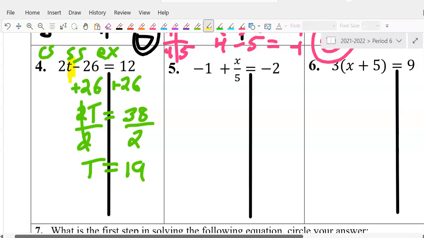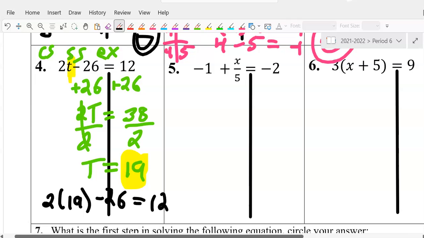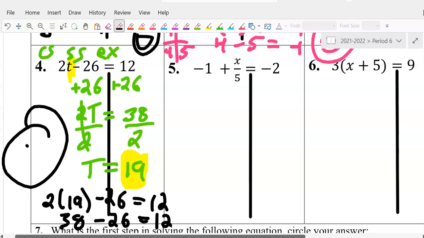All right, so we take the t. We use 19. So we do 2 times 19 minus 26. We want to see if that's equal to 12. Well, what's 2 times 19? 38. 38 minus 26. Is that equal to 12? Yes. Okay, that's a funny happy face.